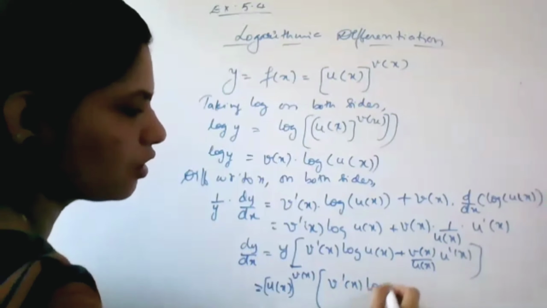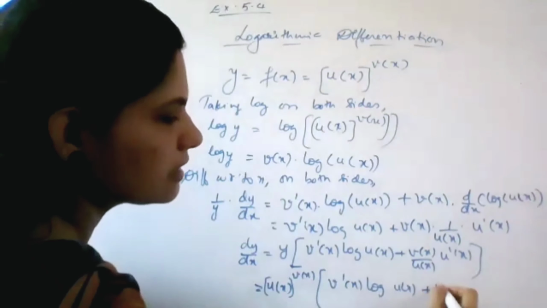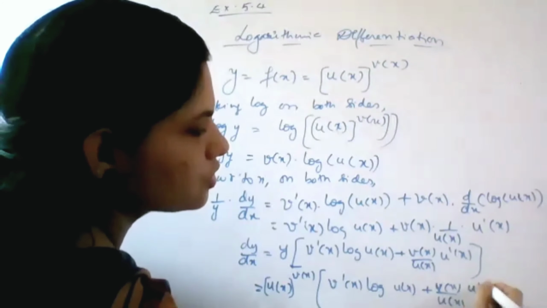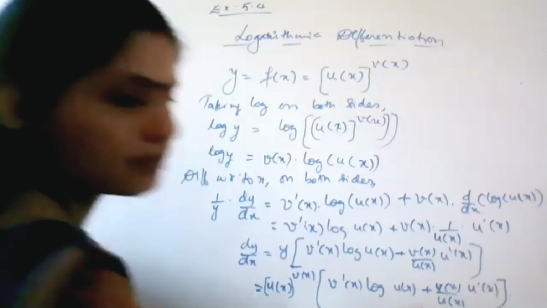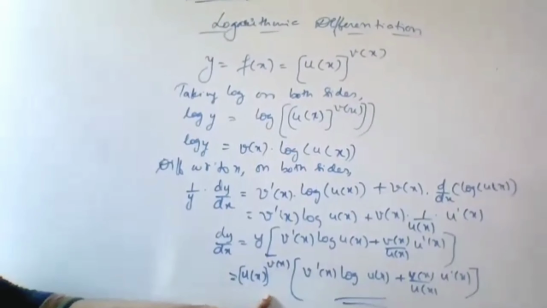So your last answer will be u of x the whole raised to v of x, into v dash of x into log of u of x plus v of x by u of x into u dash of x. Is it clear? This is the procedure which you are going to use in the problem also.